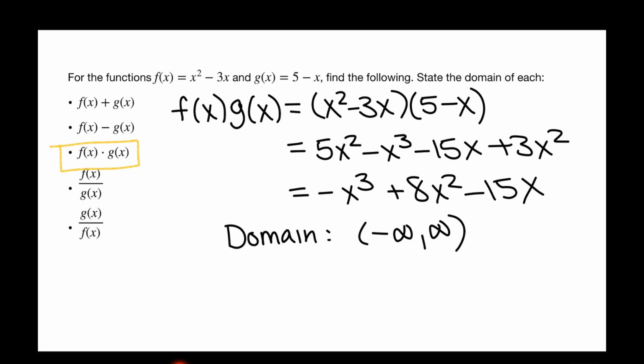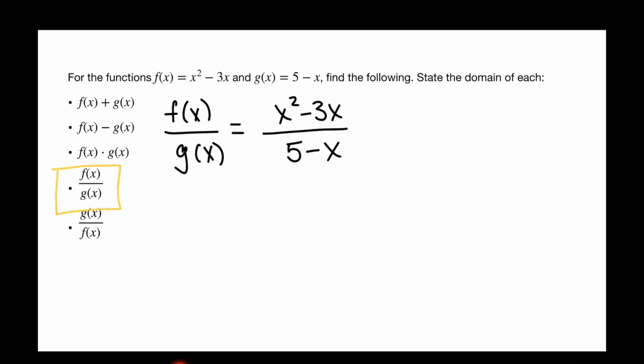All right, well, what about division? If we want to take f divided by g, we have to take x squared minus 3x divided by 5 minus x. Now, there really isn't much we can do in terms of simplifying this, so I'm going to leave that just as is. There are no common factors. We'll just leave that. That is our quotient right there.